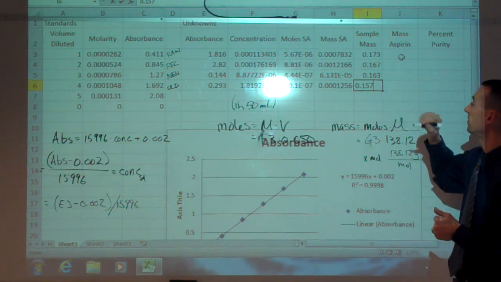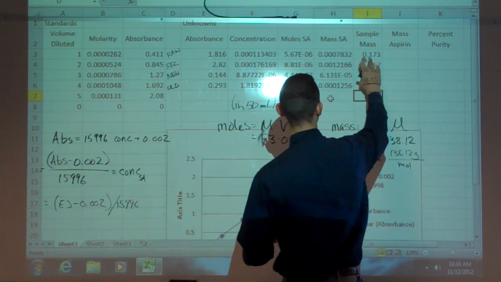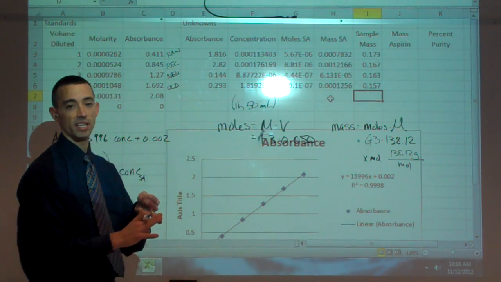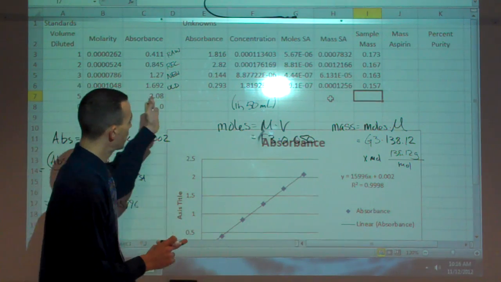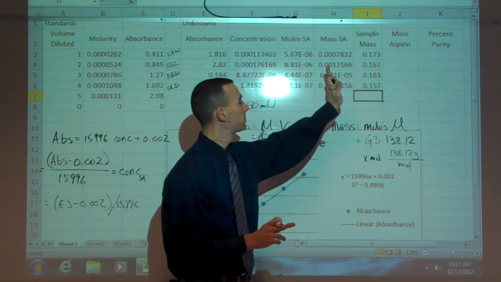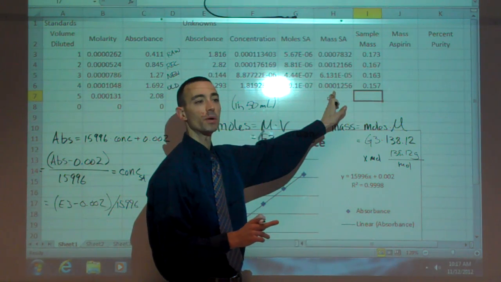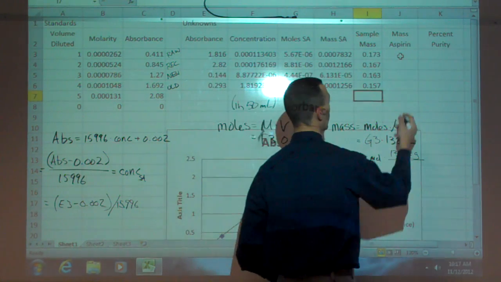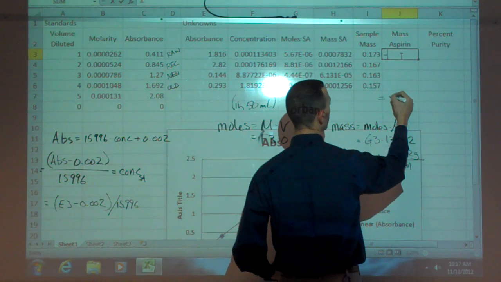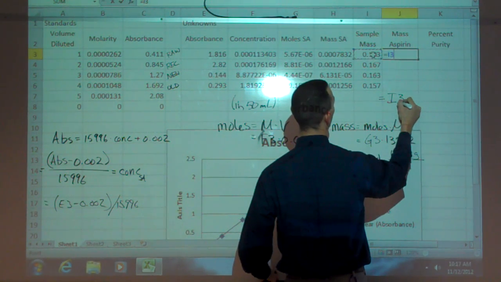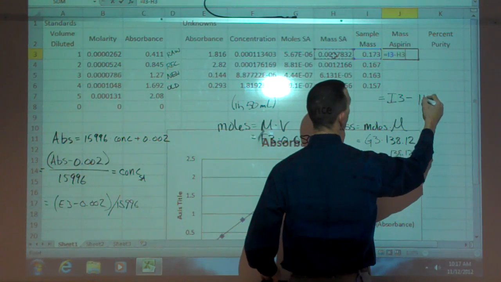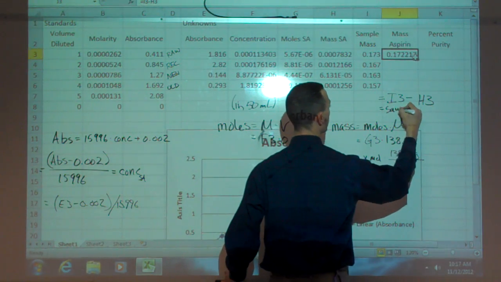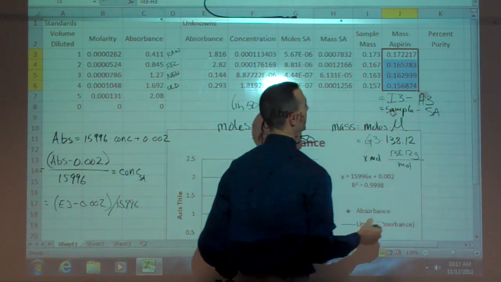0.157. Okay. Now, this sample was a mixture of salicylic acid and acetylsalicylic acid, or aspirin. And what we've done to this point is figure out how many grams of salicylic acid are in each of those samples. So the rest, or the difference, would simply be the mass of aspirin. So the aspirin mass is simply going to be equal to the sample mass, I3, minus the salicylic acid mass, H3. Okay, so this is sample minus salicylic acid.